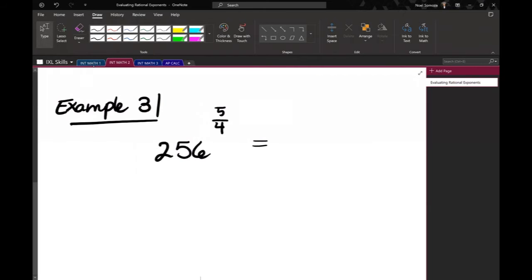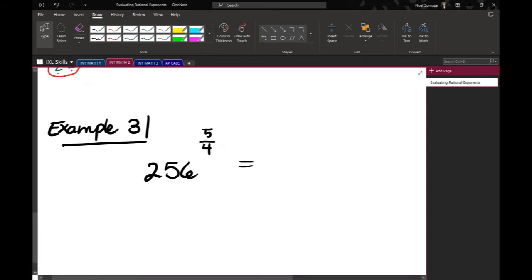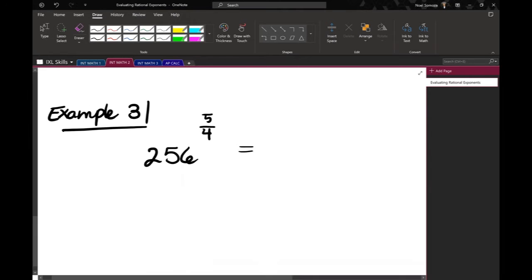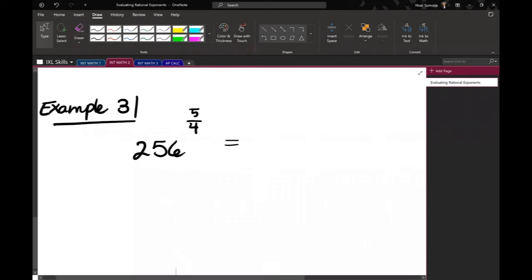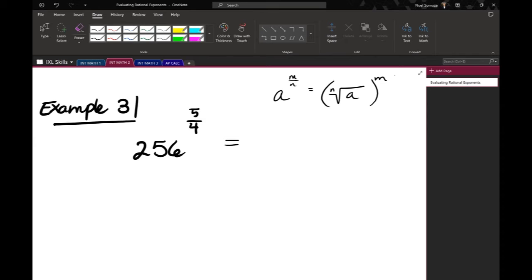Okay, so let's take a look at example 3, and then just a quick reminder of the different ways in which we can rewrite these rational expressions. So we have a to the m over n. Remember that one way is also to say, we're going to call this the nth root of a, and then take it to the nth power. And this is useful, especially when we have large bases, like we do in this case of 256.